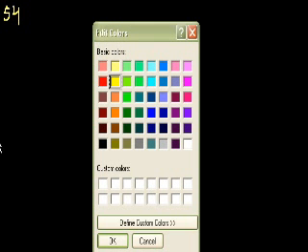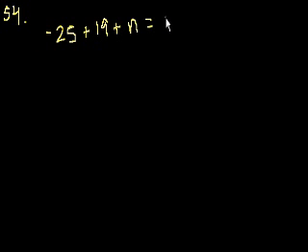54. Let me erase this little 5 I drew here. 54. All right. What is the value of n in the equation minus 25 plus 19 plus n is equal to s? Well, just to simplify it, we could add up minus 25 plus 19. You get minus 6. So you get n minus 6 is equal to s. Actually, you don't have to do this.